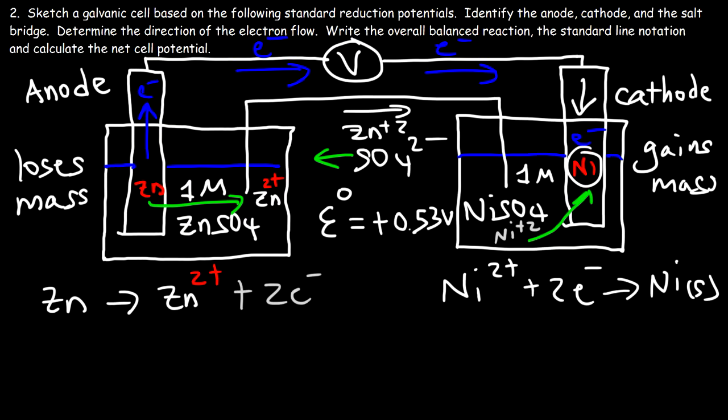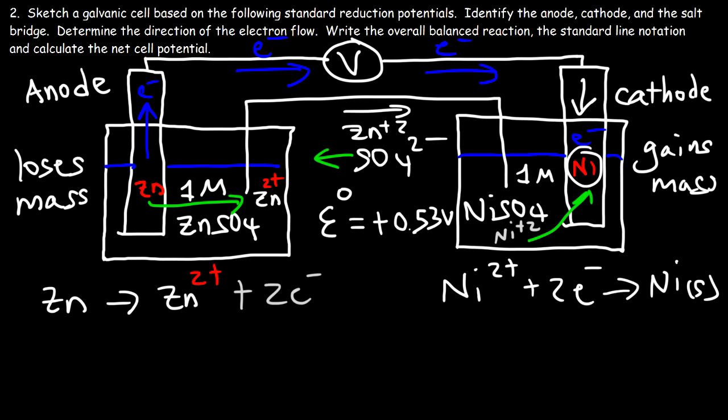So we've covered almost everything. We've identified the anode, cathode, and salt bridge. We've sketched a galvanic cell. We have determined the direction of the electron flow. The only thing that we need to do is write the standard line notation. So how can we do that?